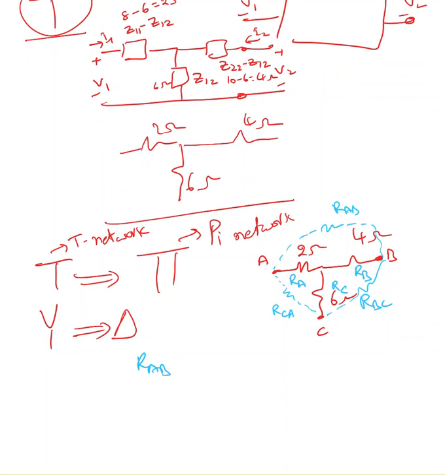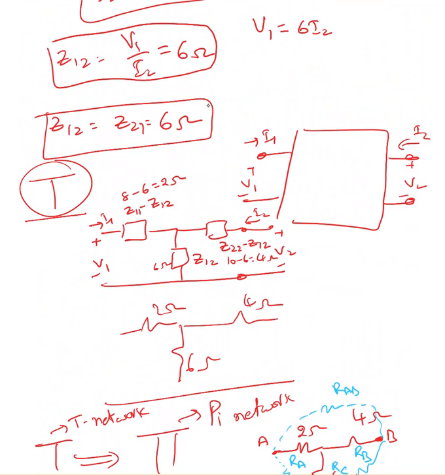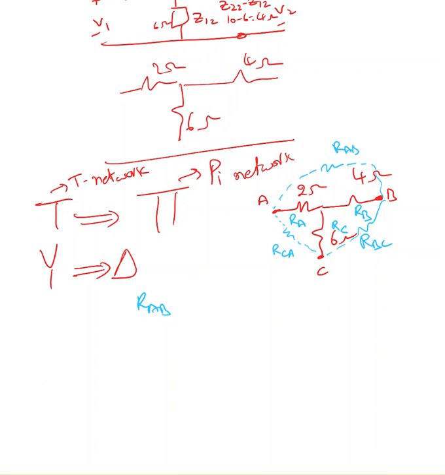Now, what I'm doing is converting a T network into a pi network. Why am I doing it? As long as the given circuit or network is a reciprocal network, and reciprocal is nothing but z12 equals z21, I can represent the given circuit as a T model. So this is how I wrote down the T model. Now I'm converting the T model into a pi model. It's just for convenience. Sometimes the T model is easy to solve, sometimes the pi model is easy to solve.